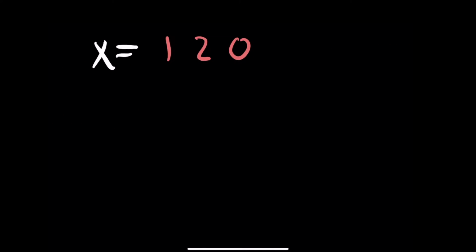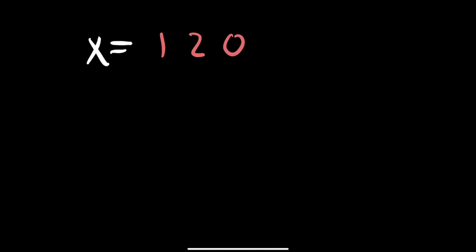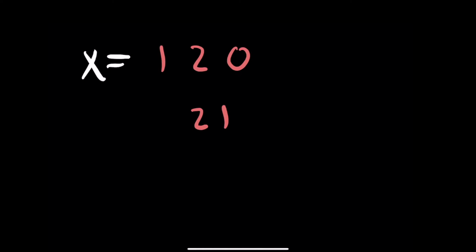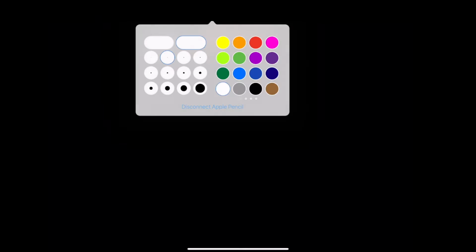Finally, another example of an edge case would be 120. To reverse this, we put 0 out front, 2 in the middle, and 1 out back. But this 0 doesn't really add anything to our number, so we get rid of it, and our result is 21. So let's take a look at the algorithm we're going to use to solve this problem.